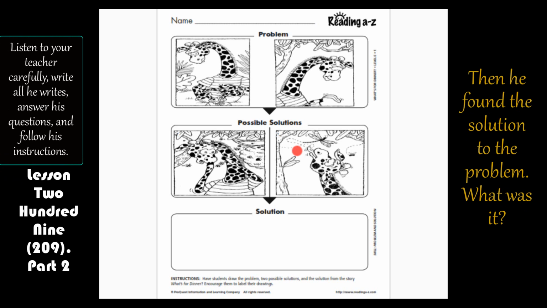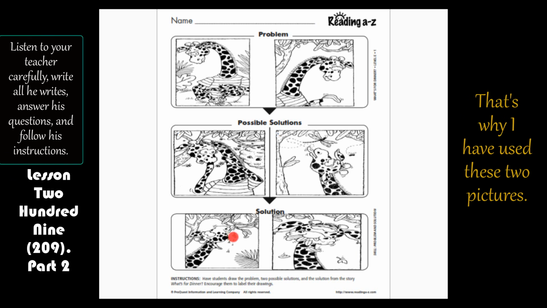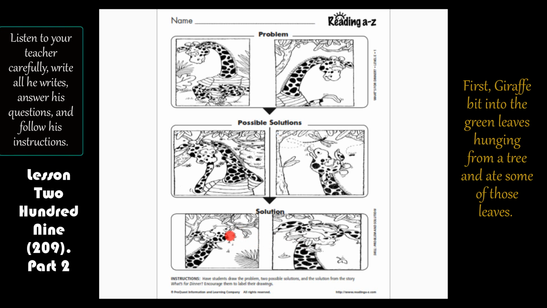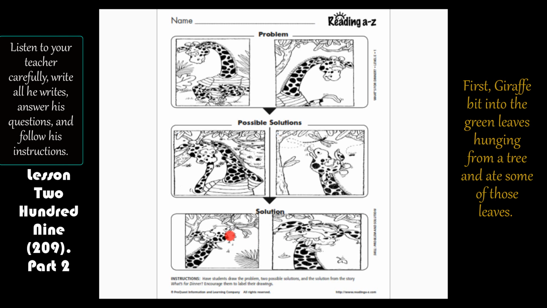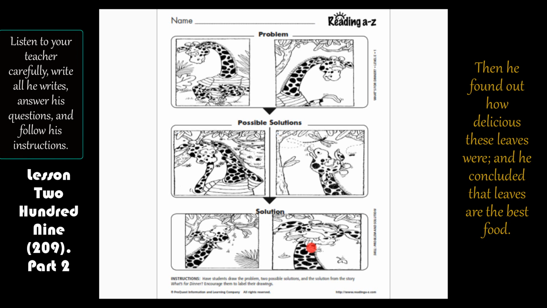Then he found a solution to the problem. What was it? Just like in the problem, I have divided the solution into parts. That's why I have used these 2 pictures. First, giraffe bit into the green leaves hanging from a tree and ate some of those leaves. Then he found out how delicious these leaves were, and he concluded that leaves are the best food.